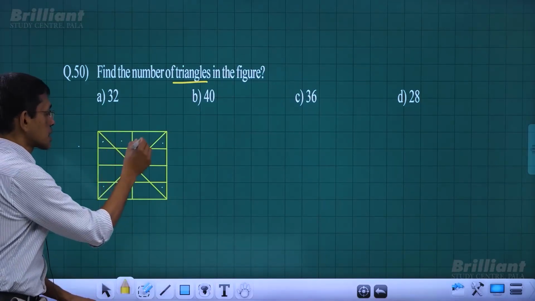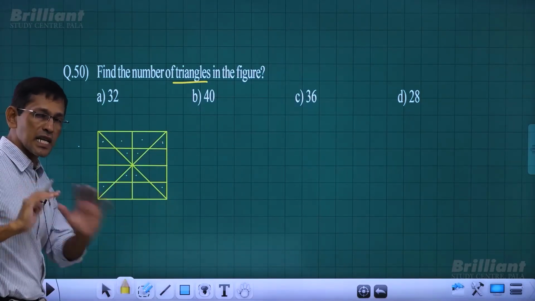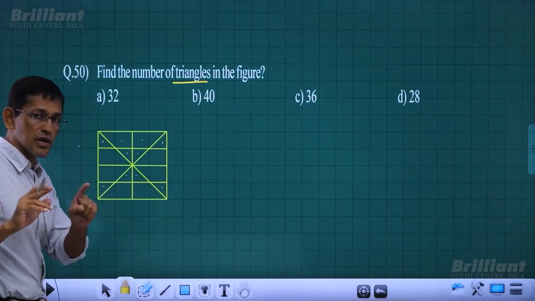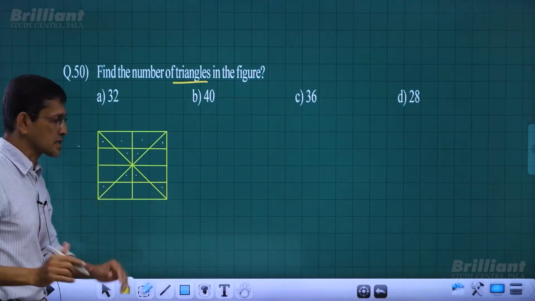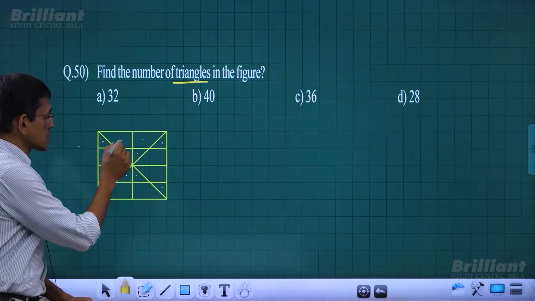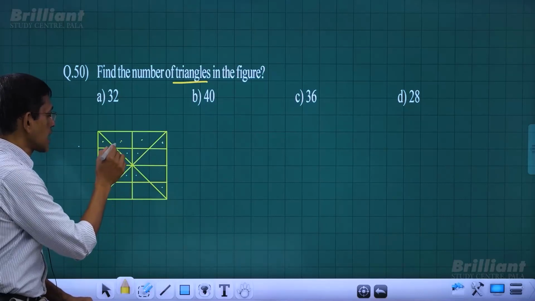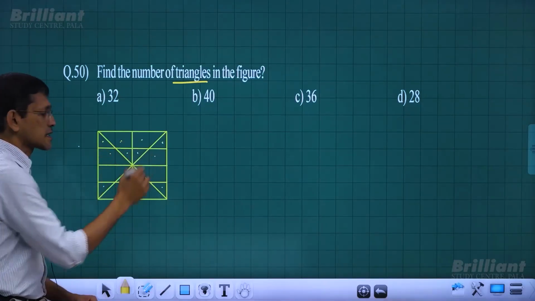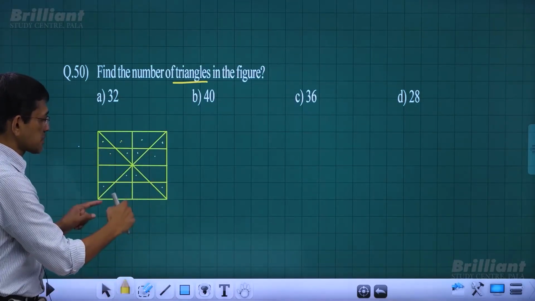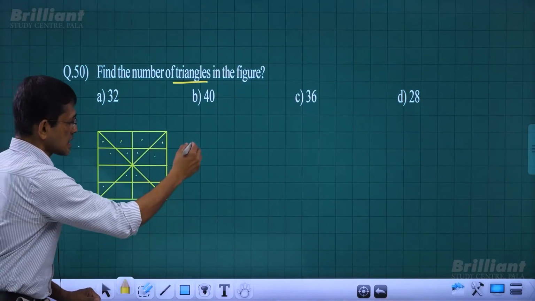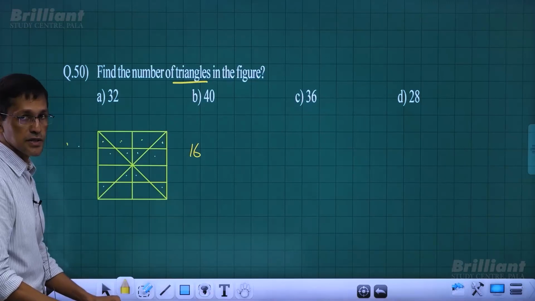1, 2, 3, 4. You can count any of these pieces inside. It doesn't mean that you have to count only triangles. You count all the pieces inside. So this is a triangle shape. This is not a triangle shape, but you count it: 1, 2, 3, 4, 5, 6, 7, 8. This is a symmetrical shape. So you have 8 here, then 8 must be here as well. 8 and 8, 16 pieces are there altogether.